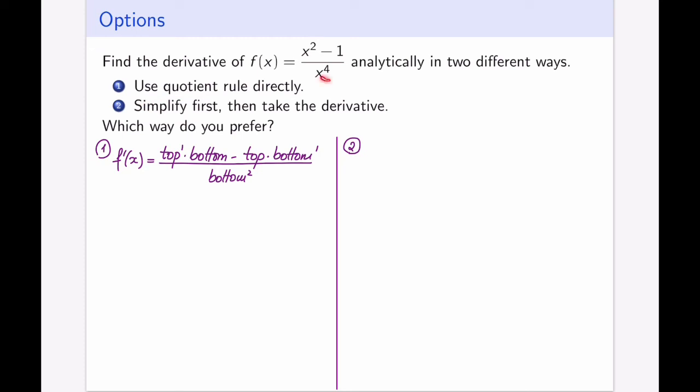Okay, let's think about how can we simplify this expression. Well, there's only one thing in the denominator, so one way to simplify it would be to undo the common denominator and split this fraction up into two pieces. So what I can do is write down that this is the same as x squared over x to the fourth minus 1 over x to the fourth. And then I can simplify this further by canceling out the terms and writing them down as negative powers if necessary. I'm not going to do this just yet.